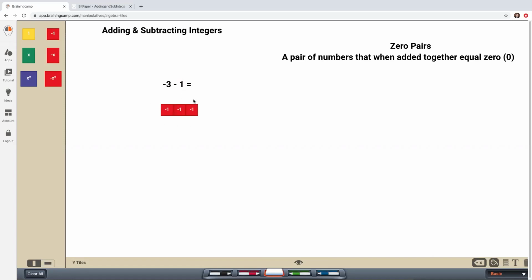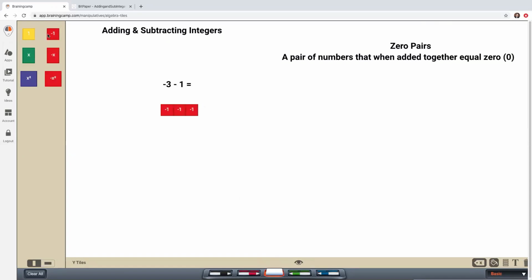But I don't want to change this quantity at all. I want it to still be -3. So in order to still have this number equal -3 and not change it at all, but be able to take away a +1, I need to create one of these zero pairs. So what I want to do is create a zero pair, and the zero pair that I want to create is this 1 right here so that I can subtract the 1.